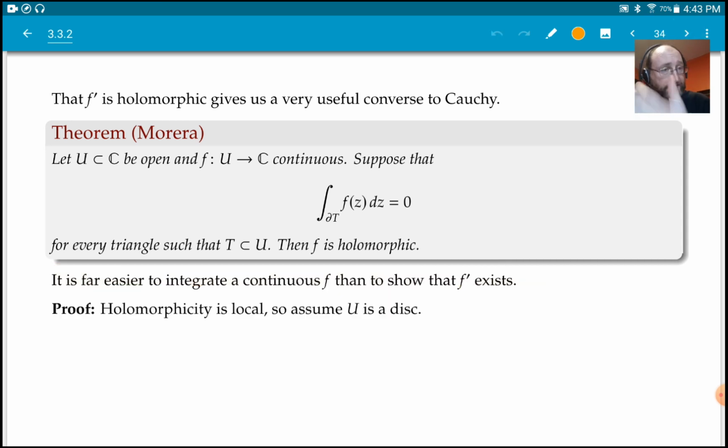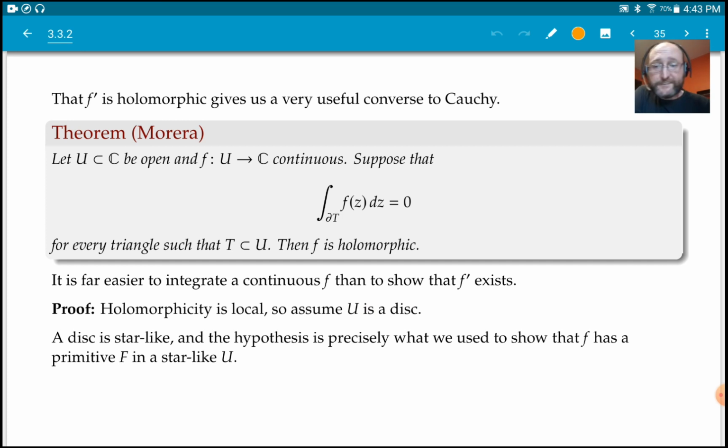Now, holomorphicity, the property of being holomorphic, is local. So that means we only have to show this theorem in each neighborhood, in a neighborhood at every point. So if we want to show that it's complex differentiable at some point, well, pick a neighborhood of that point. You might as well have assumed that that's a disk, right? So pick a disk, and so without loss of generality, you could assume that U is a disk.